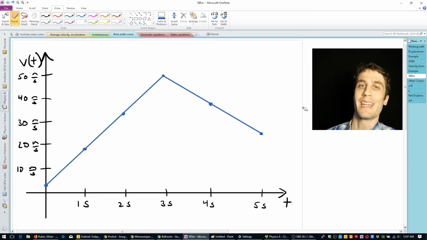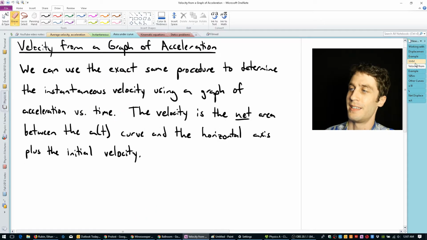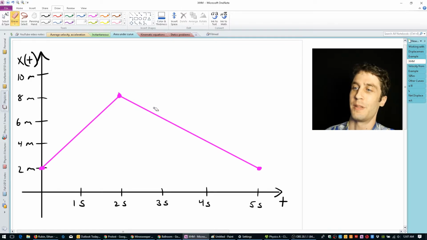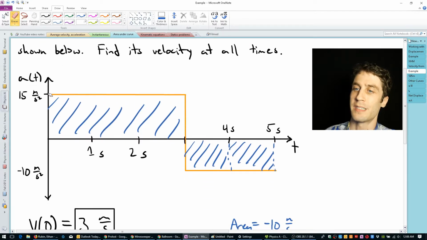All right, let's look back at the 2 problems that we've gone over up to this point. So we had a nice constant velocity here, and then a constant velocity here, and we found this graph of displacement versus time as a consequence of that. We did the same thing where we found velocity from a graph of acceleration versus time.